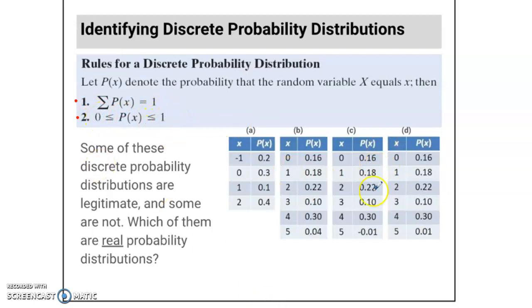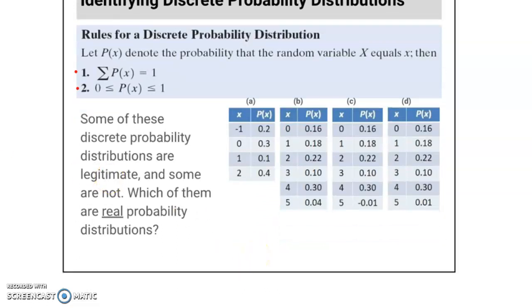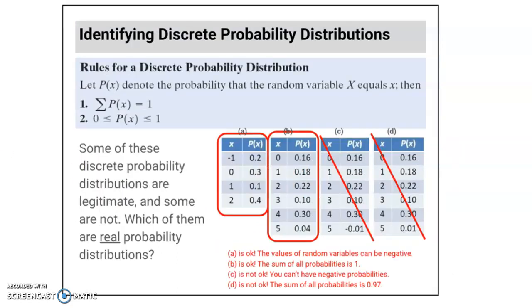So some of these discrete probability distributions are legitimate and some are not. Pause the video, try to figure out which ones are good and which ones are bad, and then unpause. All right, you should have identified that these first 2 are good and these ones are not good. Here's why.